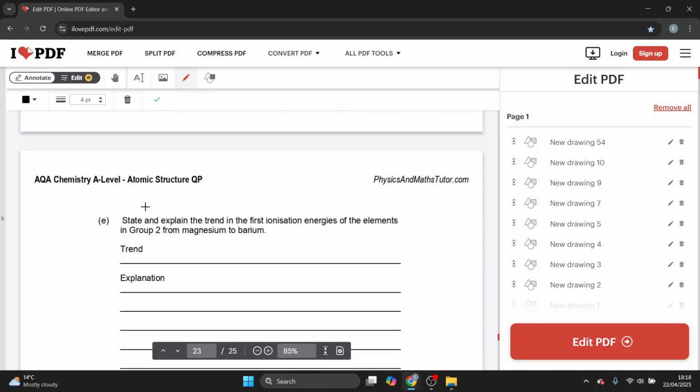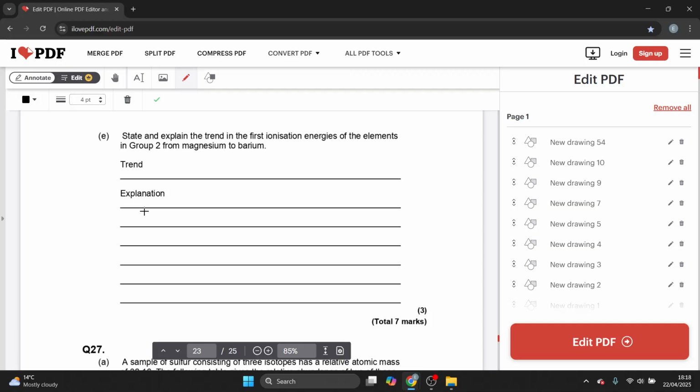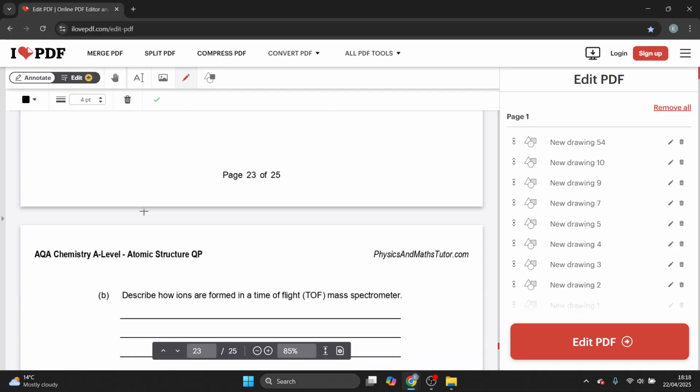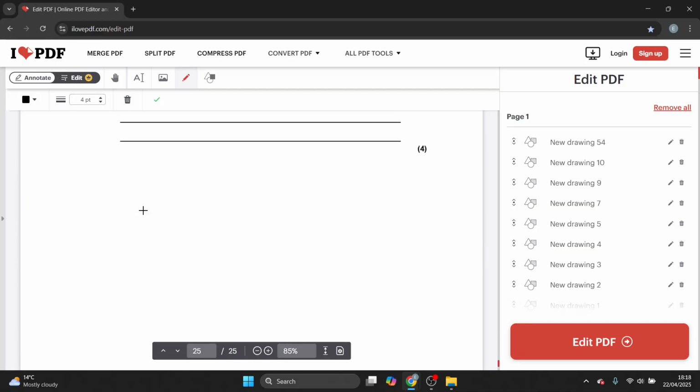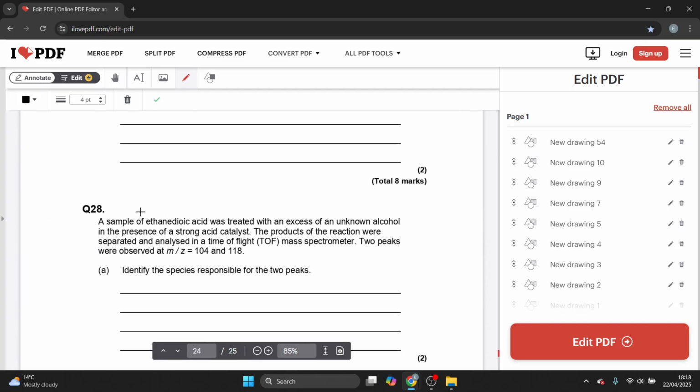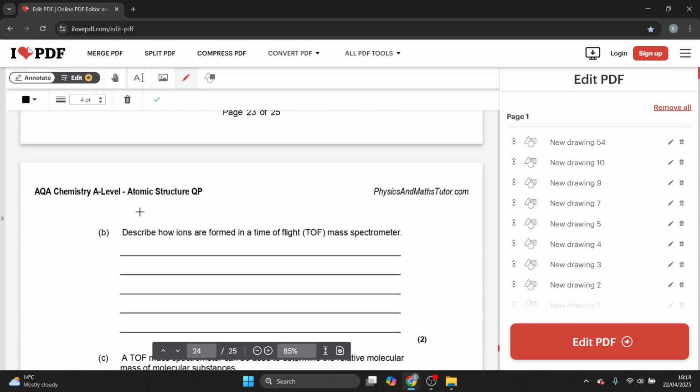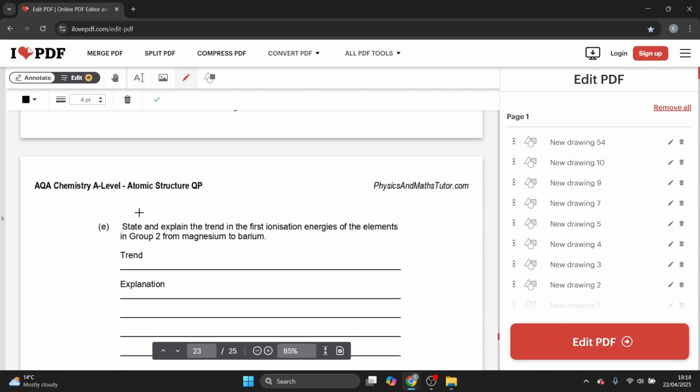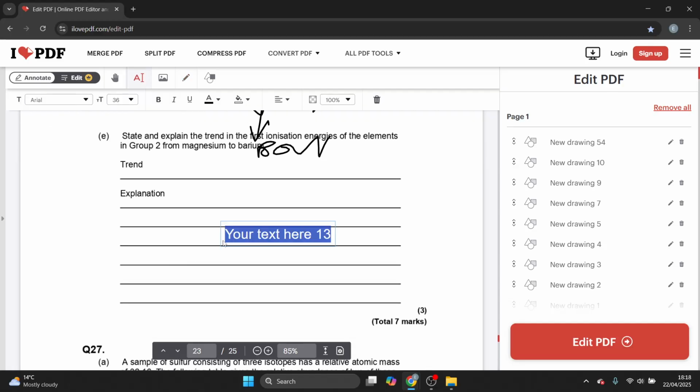And then explain the trend in first ionization energies of elements in group 2 from magnesium to barium. Okay, so not many questions left. Magnesium to barium, it's downwards. And we know generally the first ionization energy decreases down a group.